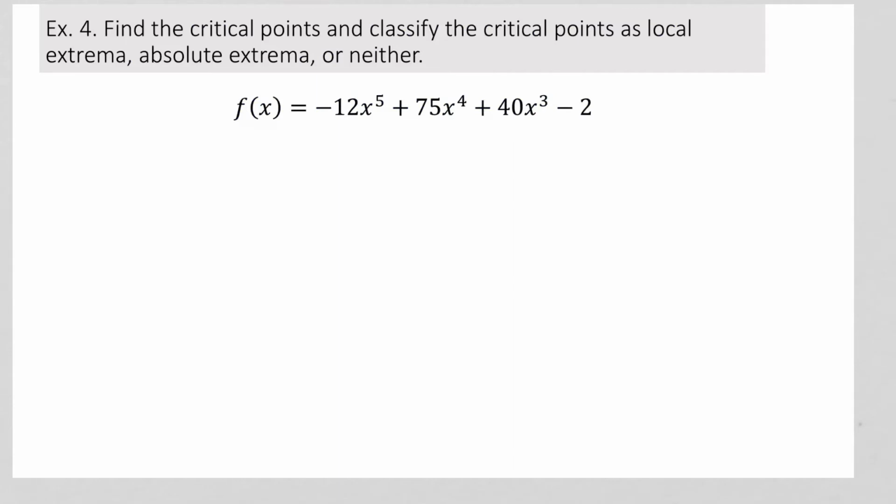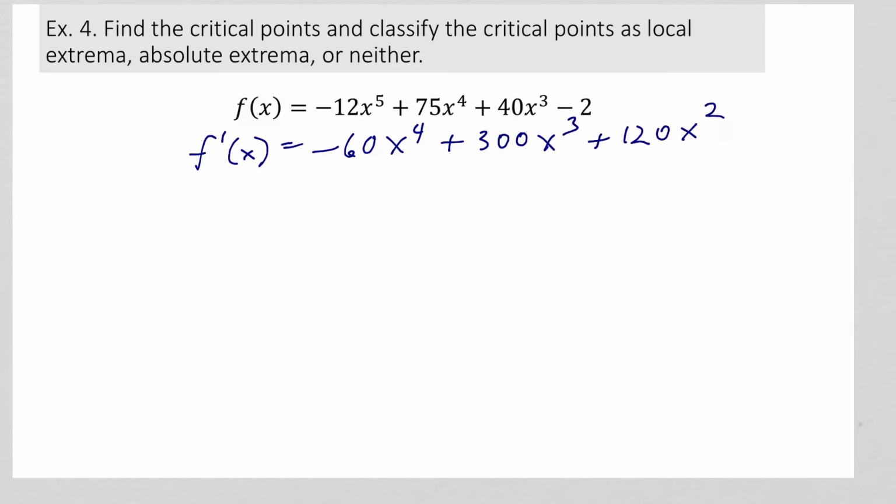Example 4 says find the critical points and classify the critical points as local extrema, absolute extrema, or neither. So I have an x to the 5th polynomial with a negative leading coefficient, and this is not a closed interval. So we're going to find the first derivative. f prime of x is negative 60x to the 4th plus 300x cubed plus 120x squared. And I'm going to set that equal to 0 to find my critical values. So I'm going to divide by negative 60.